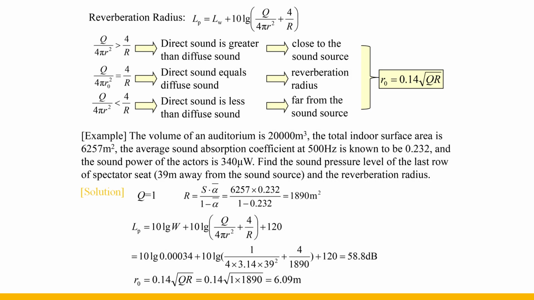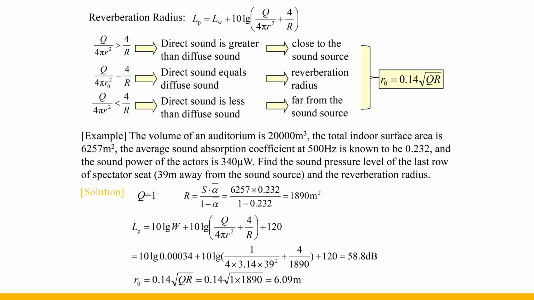The stage is a complete free sound field, and the directivity factor is 1. Using the indoor surface area and the average sound absorption coefficient, the room constant can be obtained as 1890. The unit of sound power of the sound source is microwatt, which needs to be converted into watt. Using the formula of indoor steady-state sound pressure level, the sound pressure level at a distance of 39 meters from the sound source is 58.8 decibels. Using the calculation formula of the reverberation radius, the reverberation radius is equal to 6.09 meters.